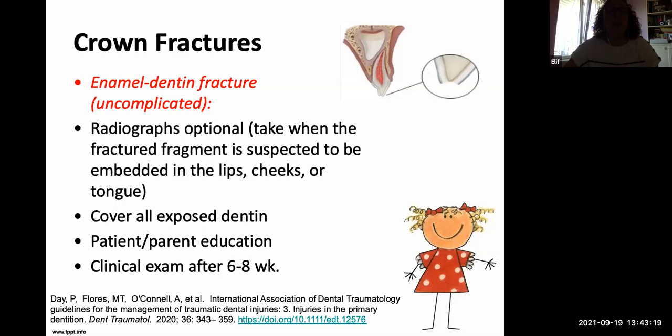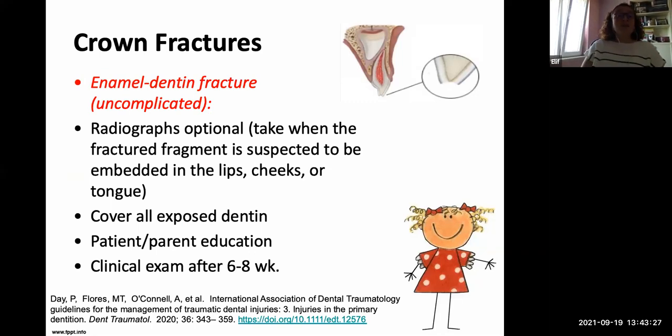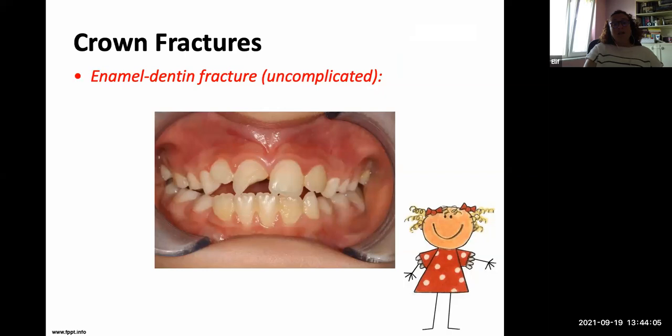Enamel dentin fracture, the uncomplicated one. If we face a situation like this, radiographs are optional. We might take one if we are suspicious that a fractured fragment is embedded in the lips, cheeks, or tongue. If there is no situation like this, we need to cover all exposed dentin to avoid hypersensitivity. Patient-parent education is important, soft eating is important, and we need to make clinical examinations at about 6 to 8 weeks. This is an uncomplicated enamel dentin fracture, and we cover the dentin mostly with glass ionomer cements.